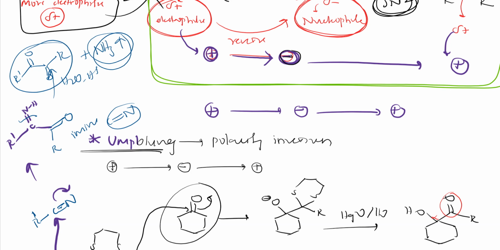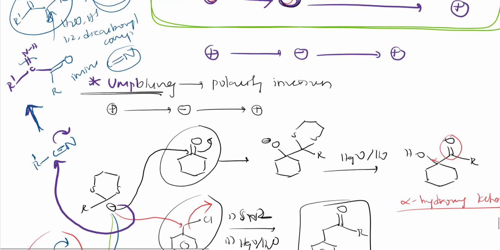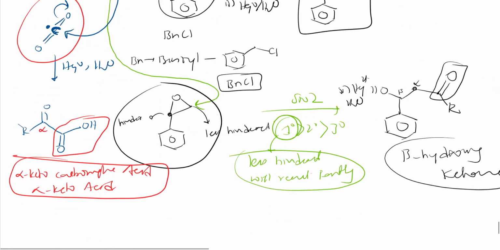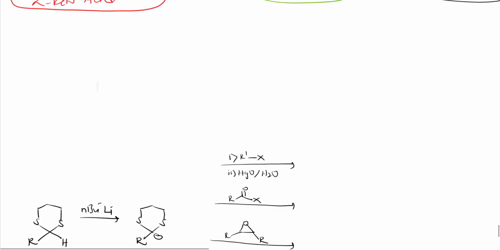So I will get a 1,2-dicarbonyl compound. I hope where I am writing you are able to see it, right? So this is how the reaction goes. These simple reactions you have studied, so I didn't write the mechanism for them, right? So these were the few reactions. So let us see a few more reactions.